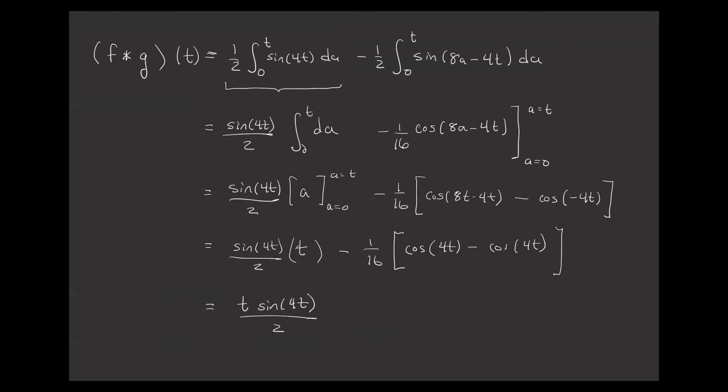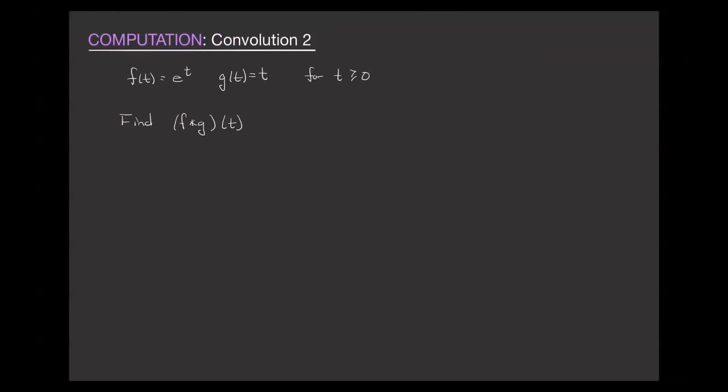Let's maybe look at one more for the practice. Now let's say we have f of t is e to the t, g of t is just equal to t.